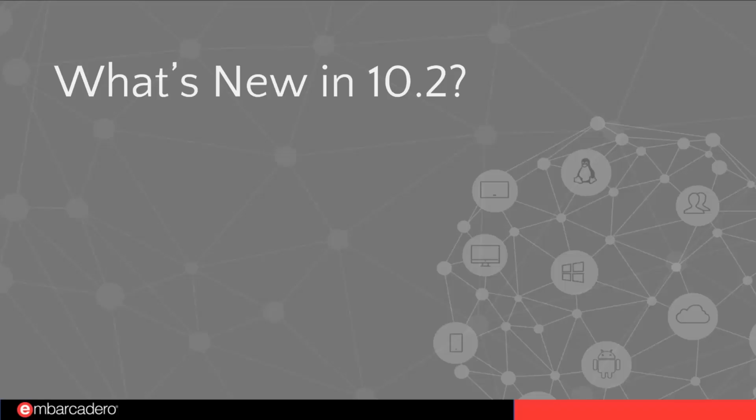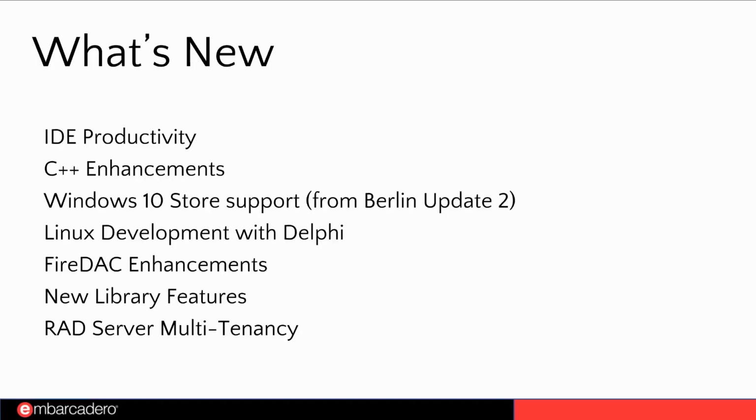Now, new in 10.2, you can use the same programming language that you love to also build server applications for Linux. So now let's get to what's new in RAD Studio 10.2. RAD Studio 10.2 consists of many great new features, including productivity enhancements for the IDE, enhancements to C++ Builder, Windows 10 store support, which we initially introduced in Berlin Update 2, Linux development support for Delphi, FireDAC enhancements, new library features, and RAD Server multi-tenancy support.